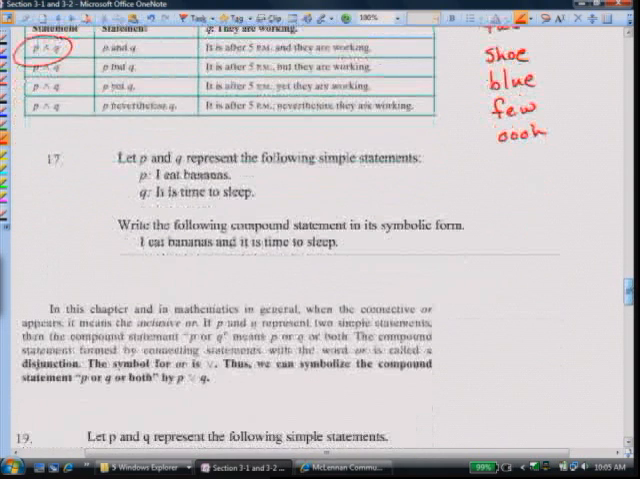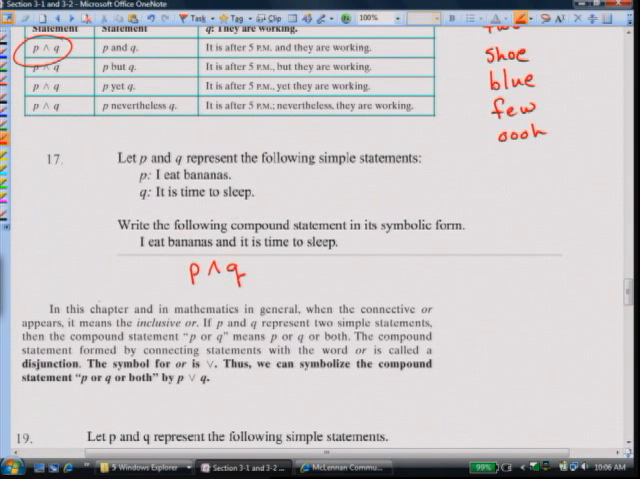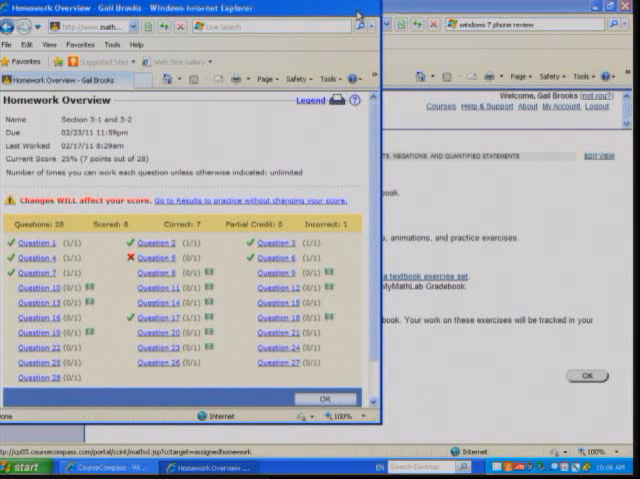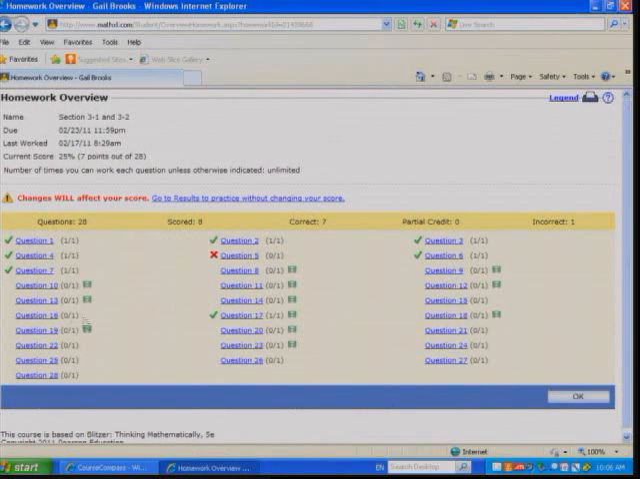Number 17 on your homework says, let P and Q represent the following simple statements. P: I eat bananas. Q: it is time to sleep. Write the following compound statement in its symbolic form: I eat bananas and it's time to sleep. So all you have to do is do the P and then the little caret and then the Q. Let me show you on the computer, if you go into the homework. We're going to do some fun stuff, don't worry, it'll get harder.